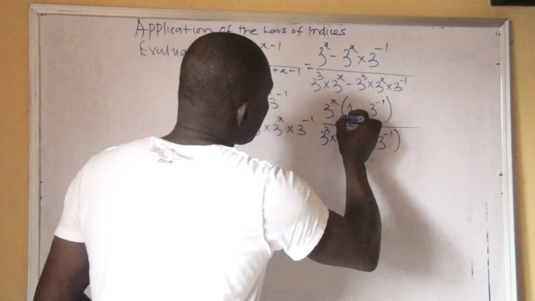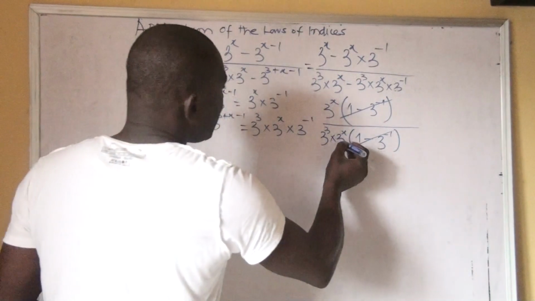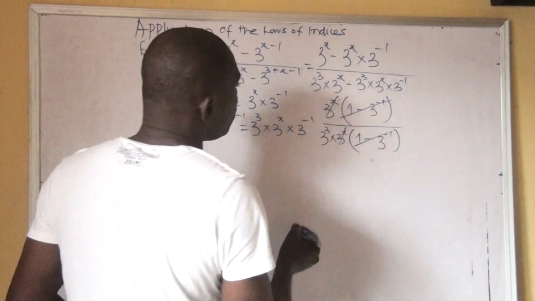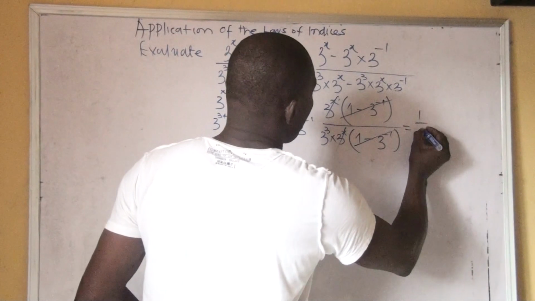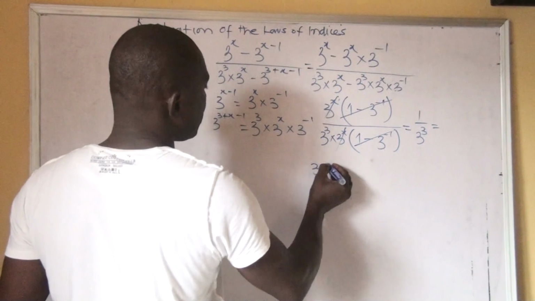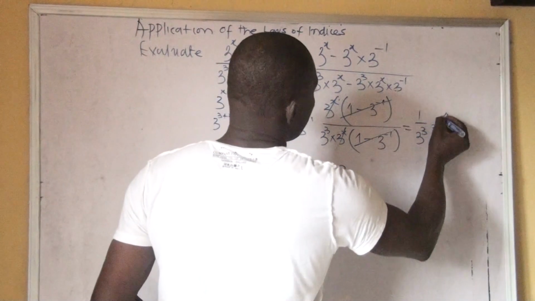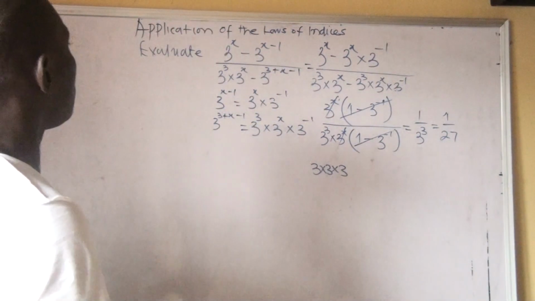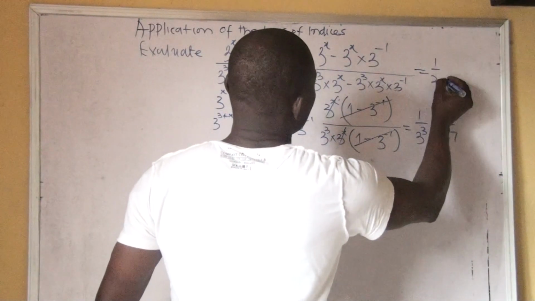Here we can see that something can be done. The bracket terms are the same, which means they can divide and cancel off. Similarly, the 3 raised to power x can also go off, and we will be left with 1 over 3 raised to power 3. 3 raised to the power 3 simply means 3 times 3 times 3. 3 times 3 is 9, 9 times 3 is 27. So our answer here is 1 over 27.